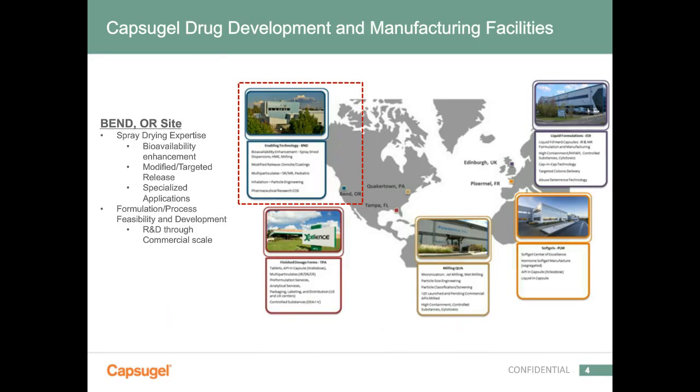In addition to the technology platforms, of course, Capsugel has a variety of different manufacturing facilities across the United States and Europe. Each one of these has a specific expertise, and just to orient everybody, I'm located in Bend, Oregon, which is the western portion of the United States. We focus on enabling spray drying processes. Our site contains all the necessary manufacturing and analytical equipment to support anything from general research and development to feasibility and clinical applications, and then all the way through commercial manufacturing.